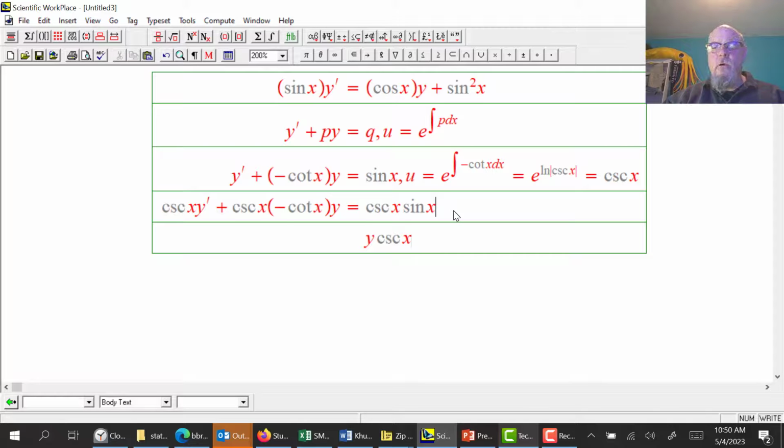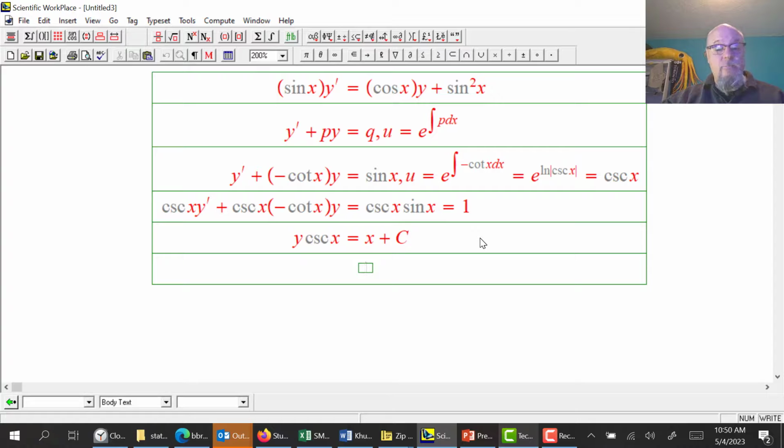Now I need to integrate cosecant times sine. Well, cosecant's 1 over sine, so that's just integrating 1. So that's x. So from this step to this step, I've just integrated both sides. Oh, and I can hear you yelling, plus c. So let's put that in there, exactly in the step where we integrate. And now, technically I'm done. This is the implicit solution.